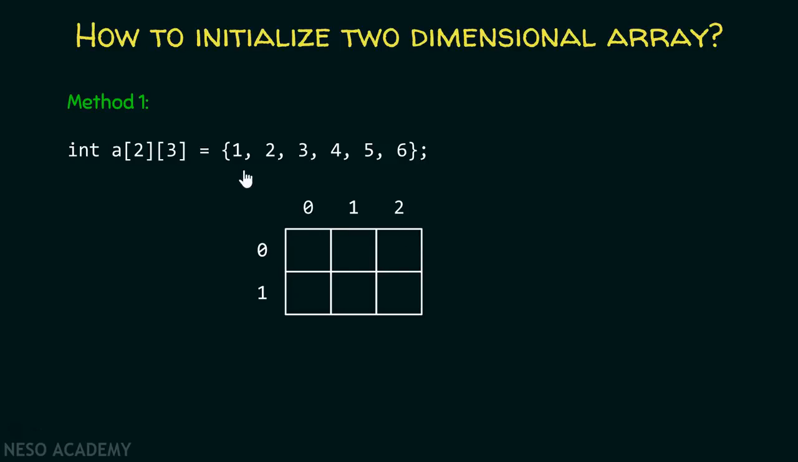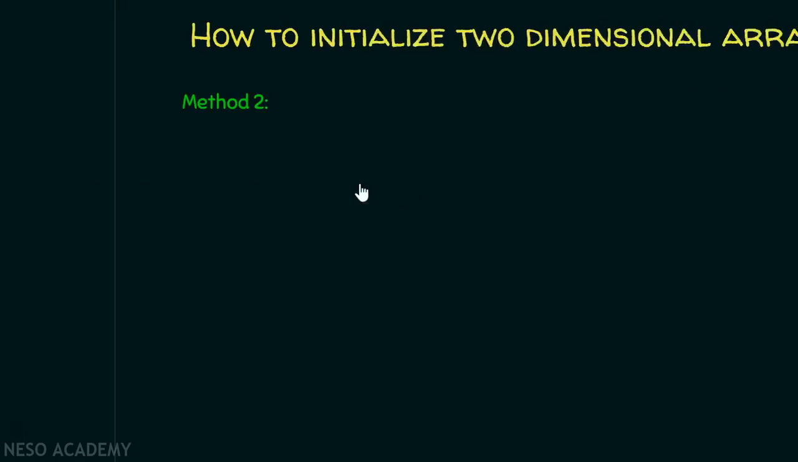And how are the elements stored in this array? The first element is stored at this particular location. The second element is stored at this location. The third element is stored at this location. The fourth element is stored at this location. The fifth element is stored at this location. And the sixth element finally will get stored in this location. Okay? All the elements here will be stored in a consecutive fashion. But sometimes it is confusing. There is one better method of initialization which I am going to discuss next.